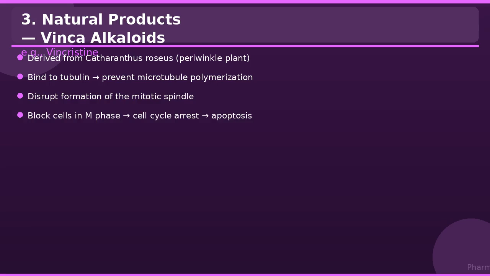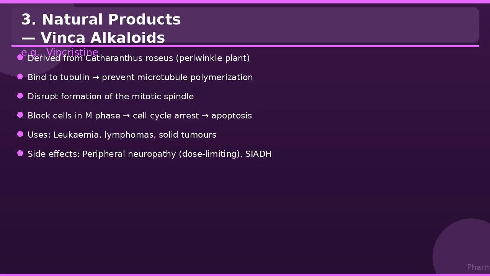of the cell's cytoskeleton. By binding tubulin, vincristine prevents microtubule polymerization, disrupting formation of the mitotic spindle, a structure essential for cell division. As a result, vincristine blocks cells in the M phase of the cell cycle, preventing proper mitosis, leading to cell cycle arrest and ultimately cell death through apoptosis. It is used in leukemia, lymphomas, and various solid tumors. The dose-limiting side effect is peripheral neuropathy.